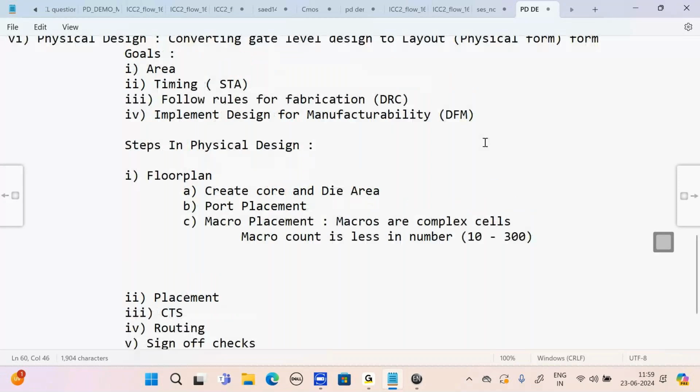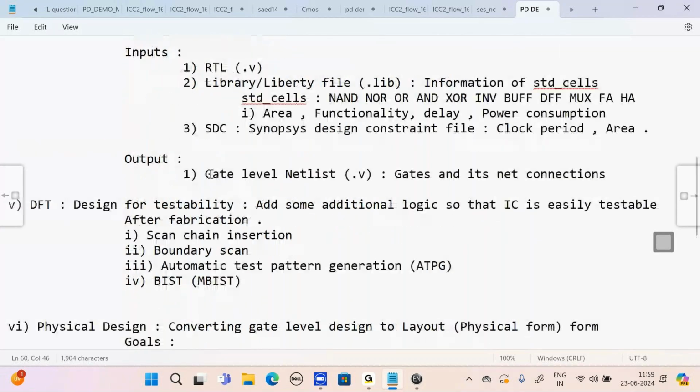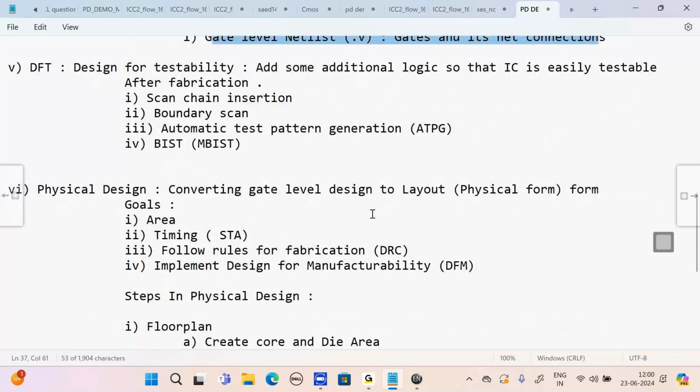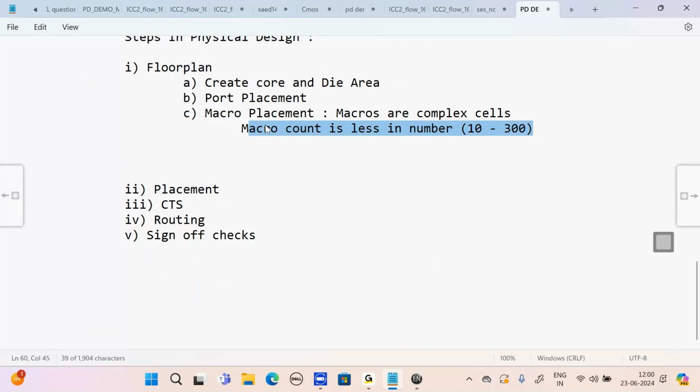But how many standard cells will you have in the netlist? It will be in lakhs. But macros are just in hundreds. So first we do what? Macro placement. Place the macros.